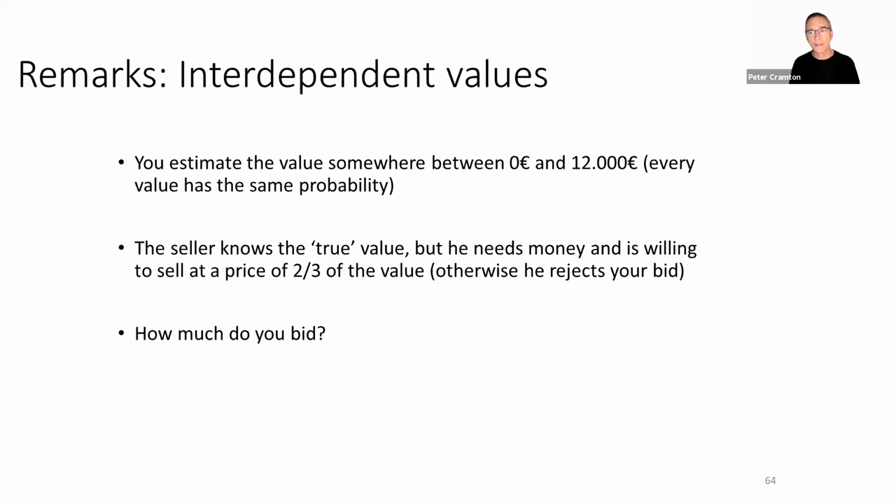Just think about that for a moment. Maybe your calculus is going like this. Well, it's worth between 0 and 12,000, so on average, it's worth 6,000. And the seller needs at least 2/3 of the value. There's only one of you, so it's just you and me here, not the rest of the class. Given that I need 2/3 of 6,000, which is 4,000, maybe 4,000 is a good bid. What do you think?